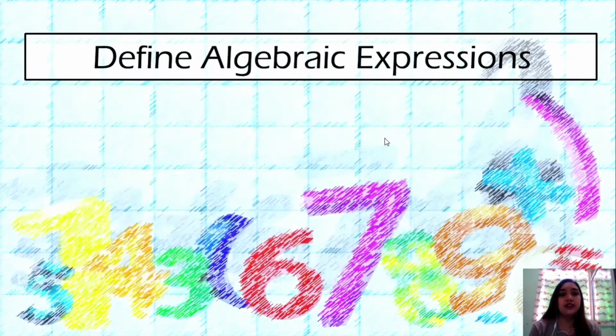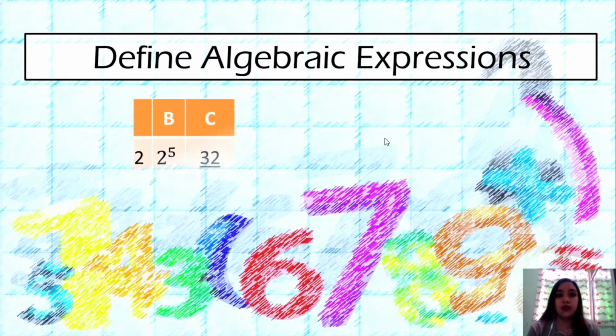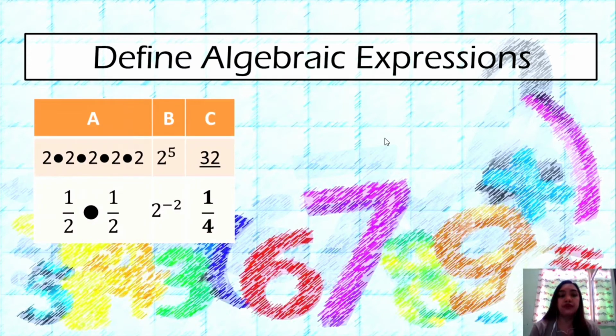So next, let us define algebraic expressions. How are we going to define algebraic expressions? Let's take a look at the 3 tables. The first table: we have 2 times 2 times 2 times 2 times 2, meaning 2 to the 5th power. Ang ibig sabihin nito, sinulat natin ng 5 beses or minultiply natin ng 5 beses ang 2. Kaya ang exponent niya ay 5.